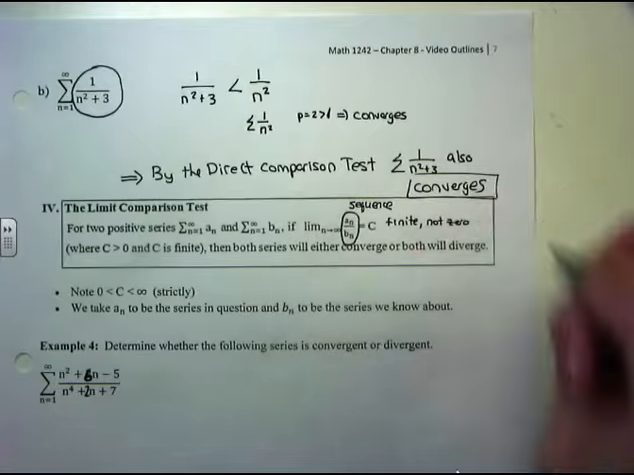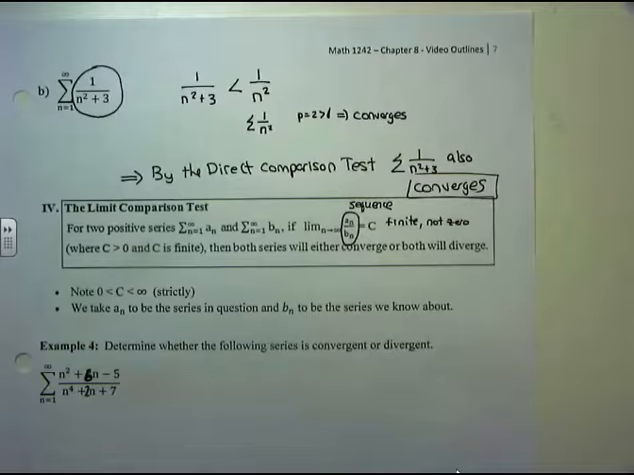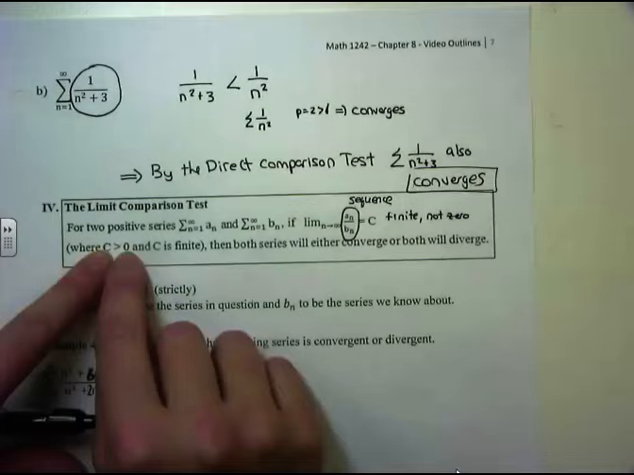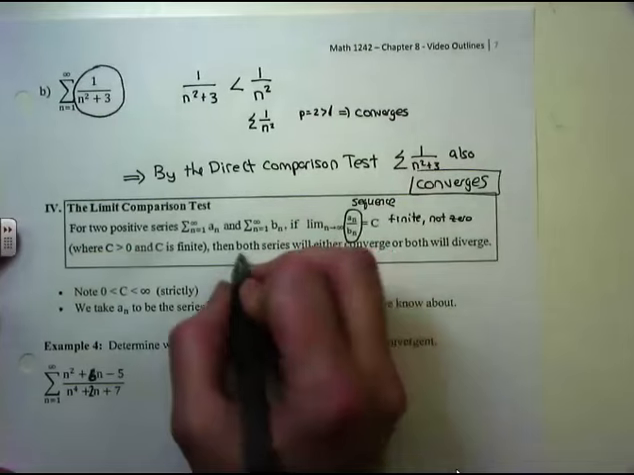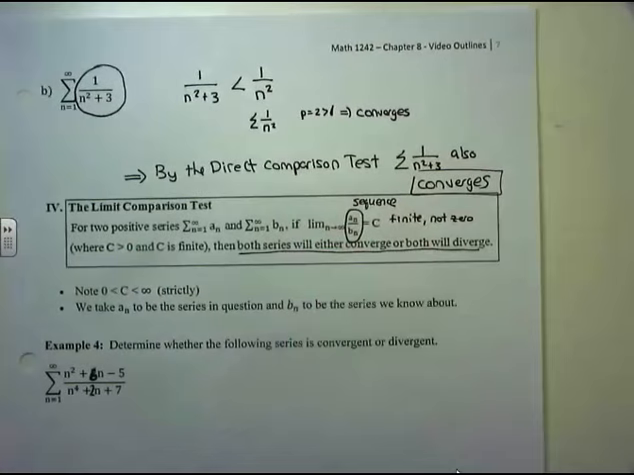So if I look at the limit of the two sequences and I can show it is a finite value that's not 0 and it is greater than 0, then both series either converge or both diverge. So the short way of saying that, they both do the same thing.